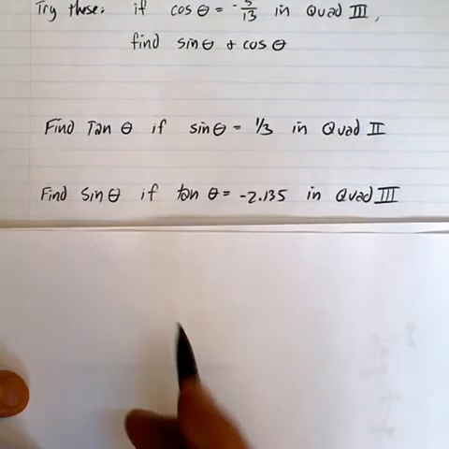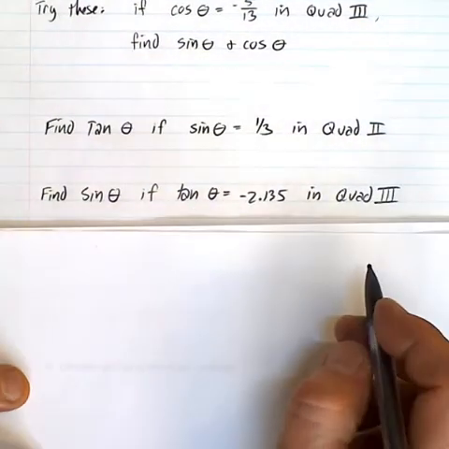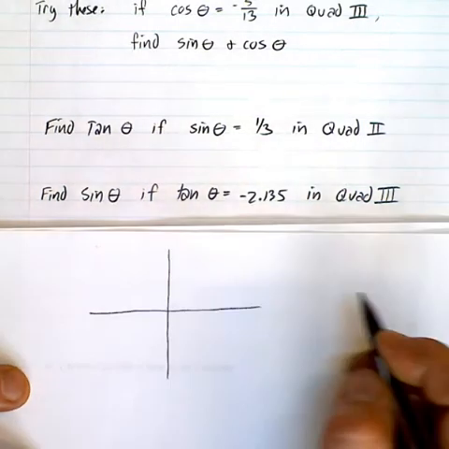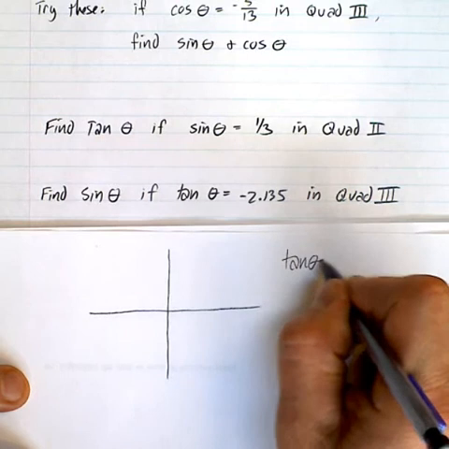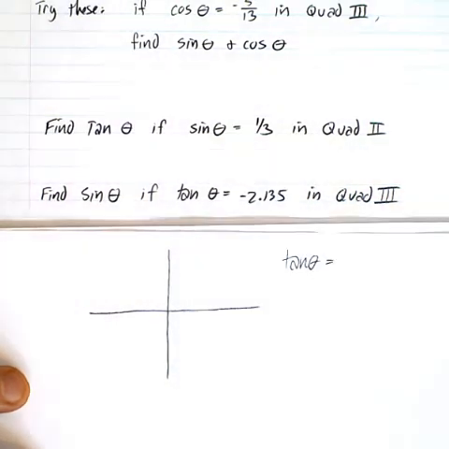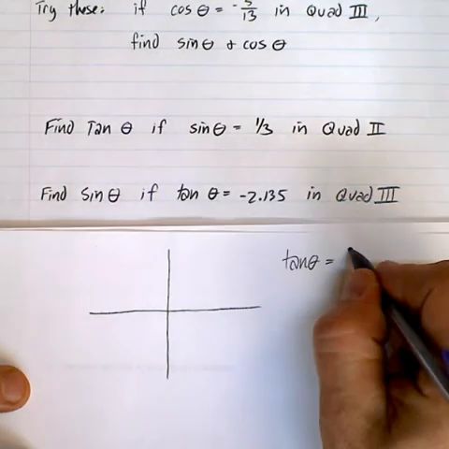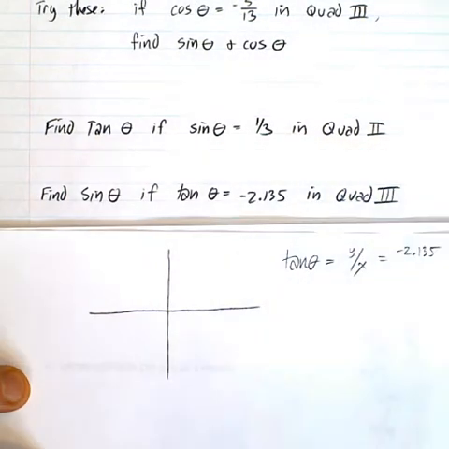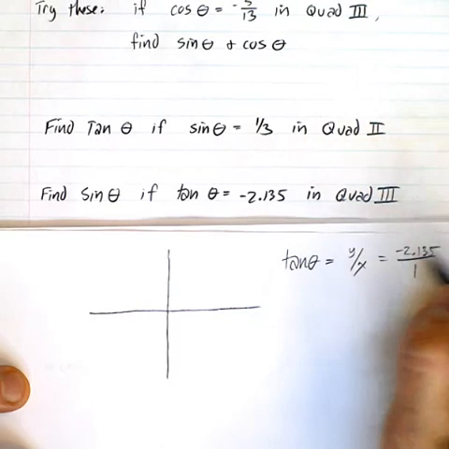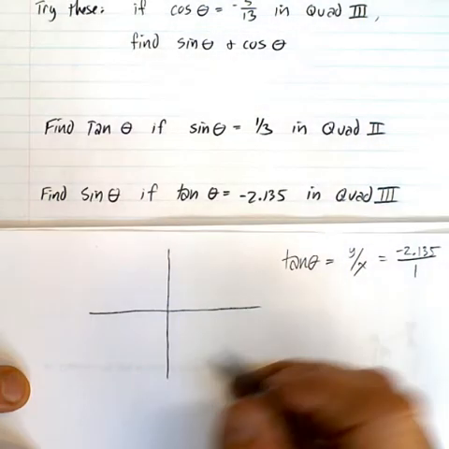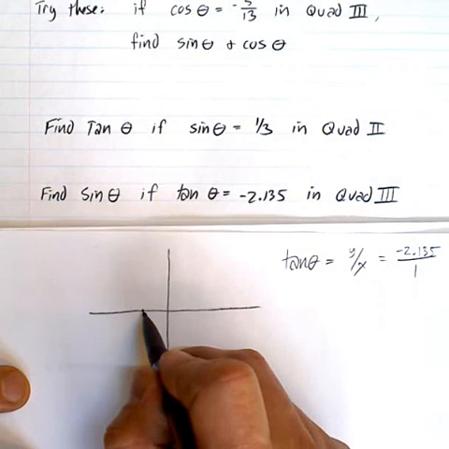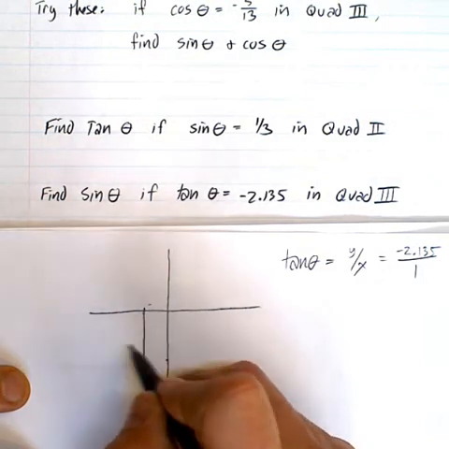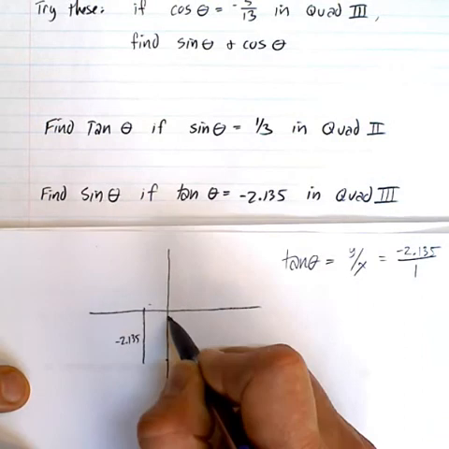Sine theta, if tan theta is negative 2.135 in the third quadrant. So we're down in the third quadrant again. Remember, tan theta is y over x, right? So it's going to be negative 2.135. Does that have a denominator? No. So we'll put a 1 there, which means that we're down in the third quadrant, so it's going to be a negative 1. And then my y will be negative 2.135.